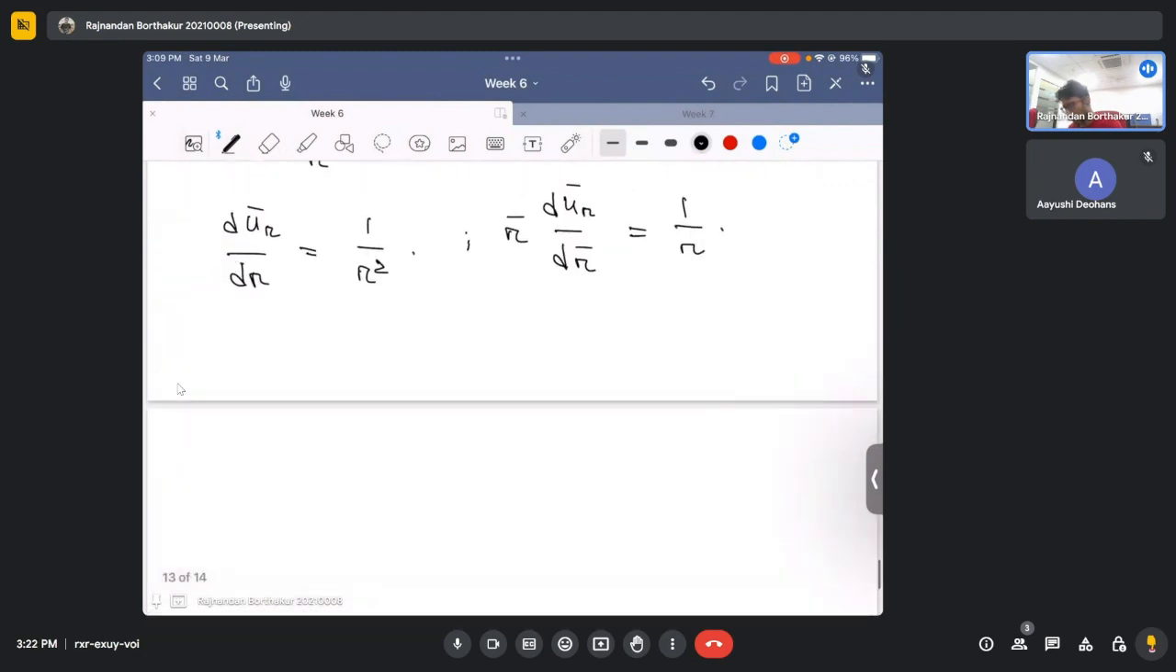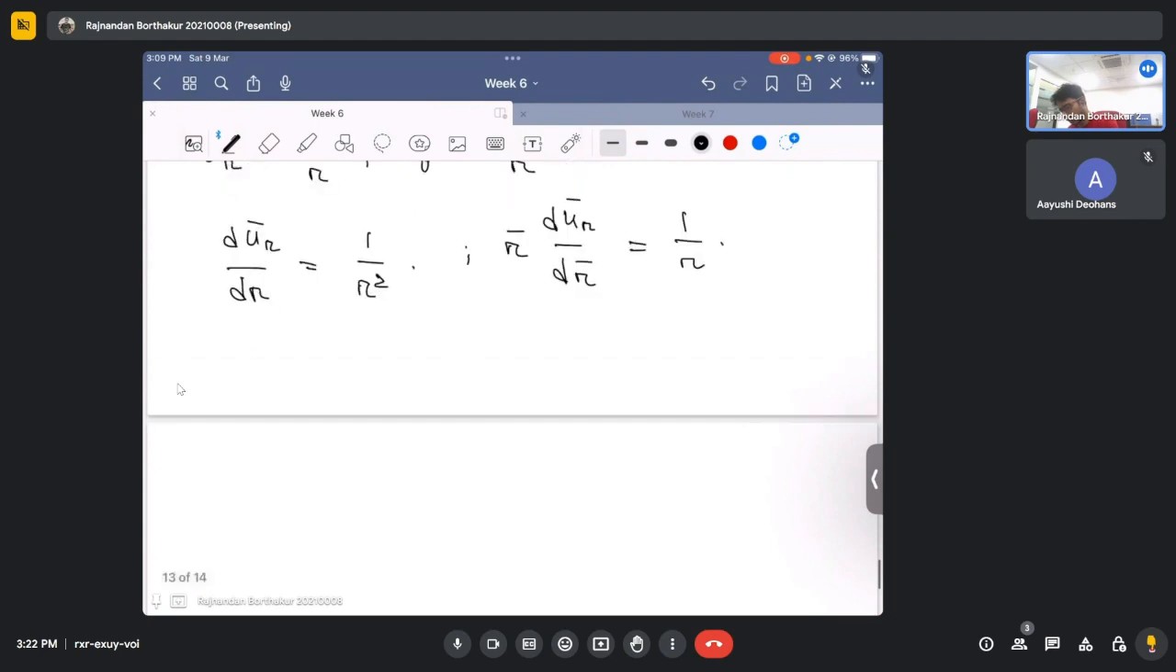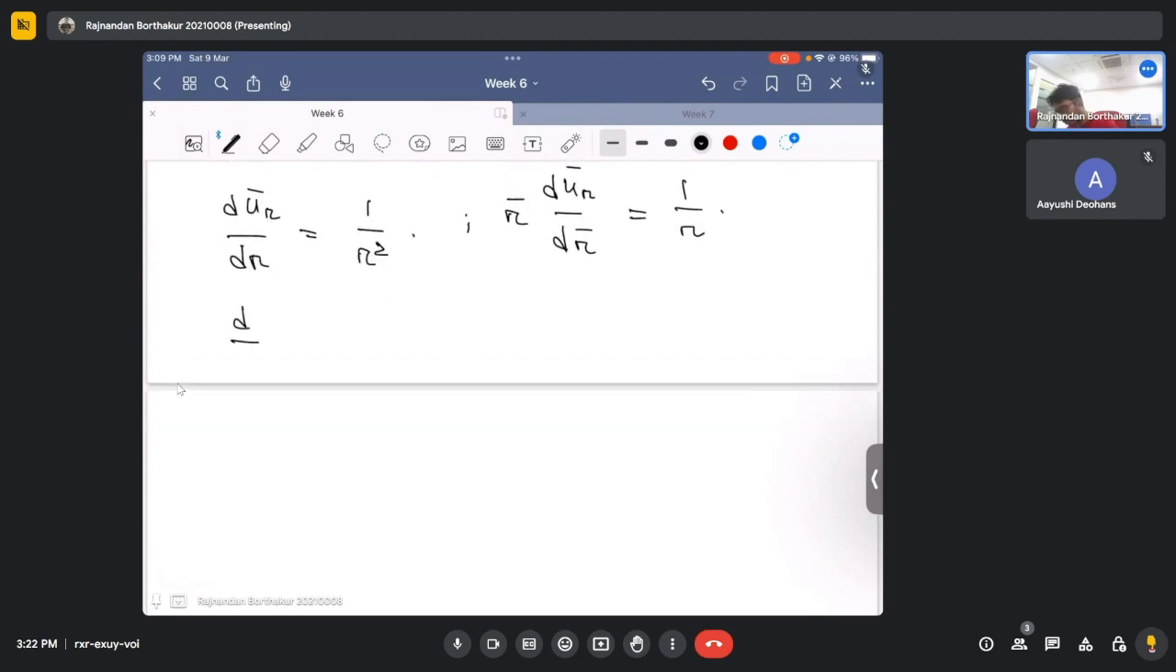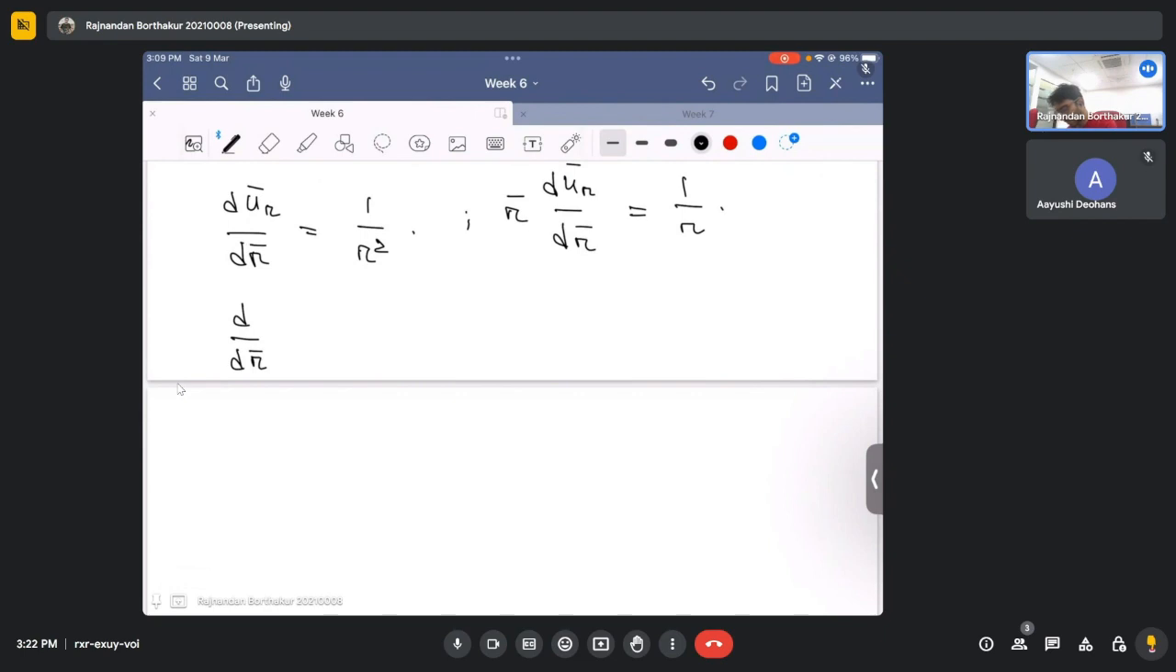What I was telling is we also need to evaluate this term for the viscous force, which is d by d r bar. So these are all bars here. So d by d r bar into r bar times d u r bar by dr, and as you can see, this will simply come out to be minus 1 by r squared. I think this is correct.